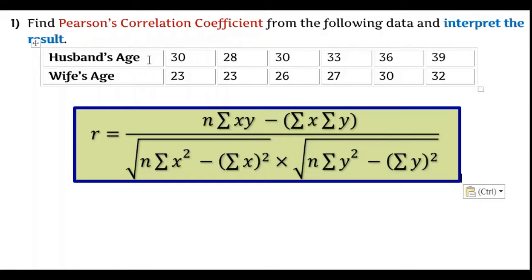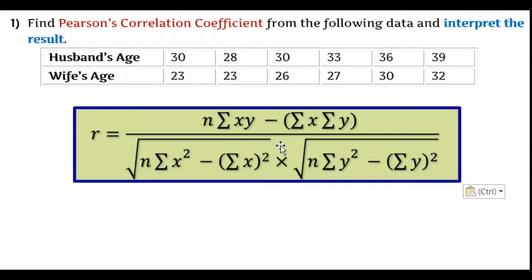We will be taking the first given variable, which is husband's age, as x and wife's age as y. You can do otherwise also. You can take wife's age as x and husband's age as y. It will not affect the calculation because the correlation coefficient is symmetric in nature. The next value which we need in the numerator is sigma x. Sigma x stands for the total of x and sigma y stands for the total of y. That is already given, we just need to total it up.